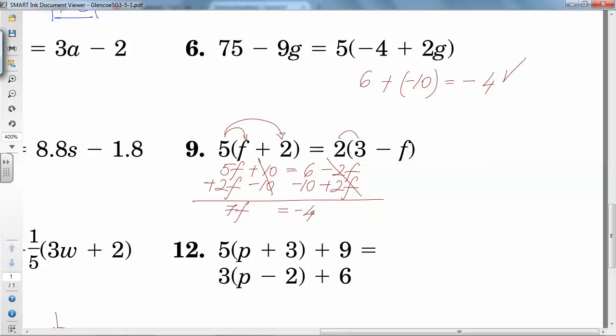7f equals negative 4. To find your f, you will divide everything by 7, right? Which gives you what? 7 divided by 7, 1f equals negative divided by positive, negative 4 sevenths. And I know they're not looking very friendly, but it is what it is, right?